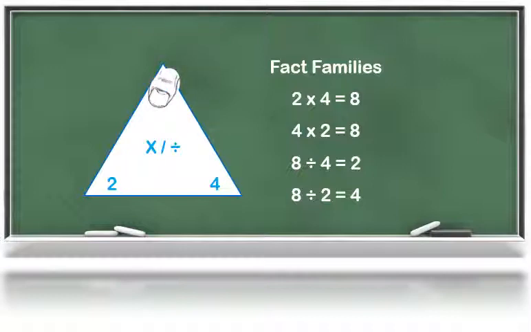If I cover up the 8, I'm showing the multiplication problems 2 groups of 4 equals 8 or 4 groups of 2 equals 8. If I cover up the 4, I'm showing the division problem 8 separated into 2 equal groups gives me 4 in each group. And then once again, if I cover up the 2, I'm showing the division problem 8 divided into 4 equal groups equals 2.